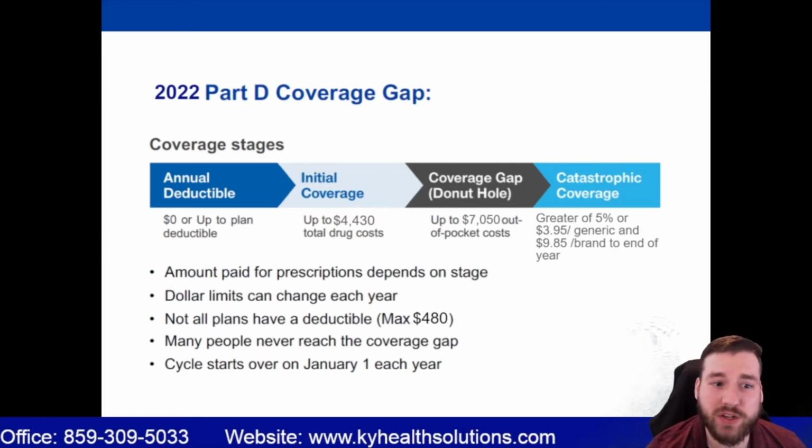Many people never reach the coverage gap because there's a lot of generic medications out there that work just as good as the brands, and they're much cheaper, so you're less likely to hit those limits. And the cycle starts over on January 1st every single year. So if you hit the coverage gap in October, you're only in it for the last few months of the year, and then you can start back from scratch. So that can be a good or bad thing depending on when you sign up for Medicare.